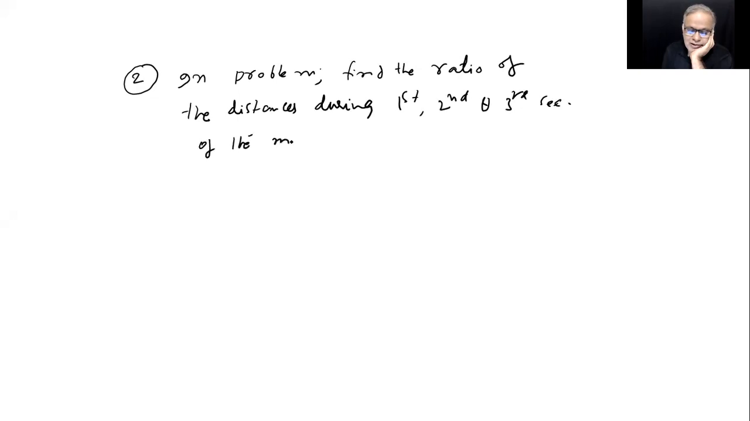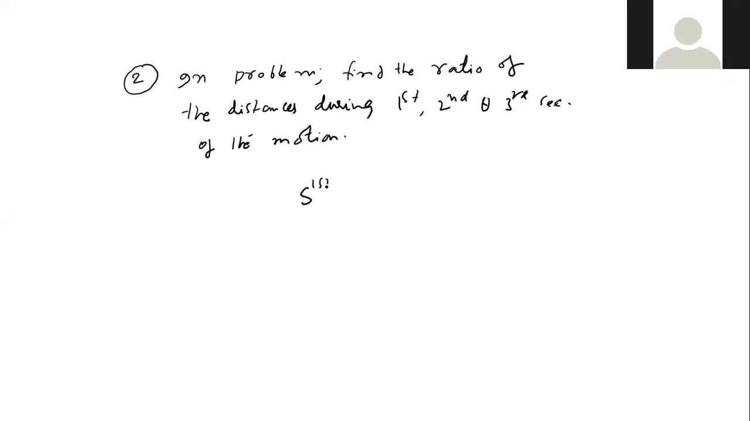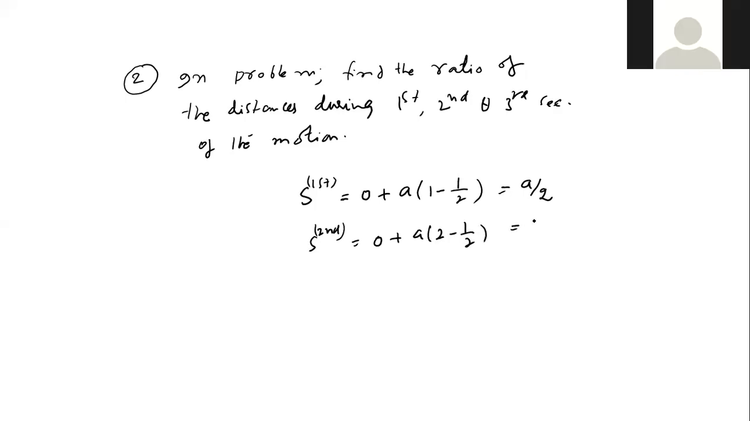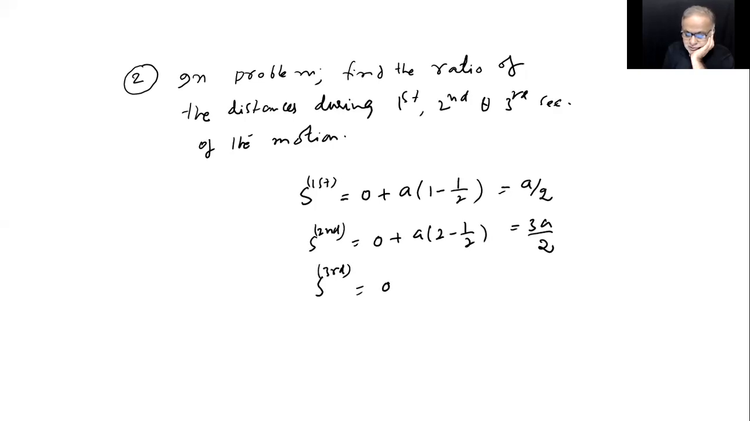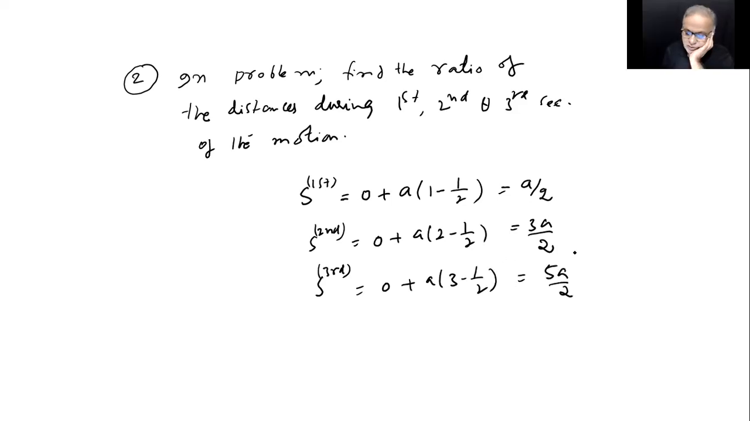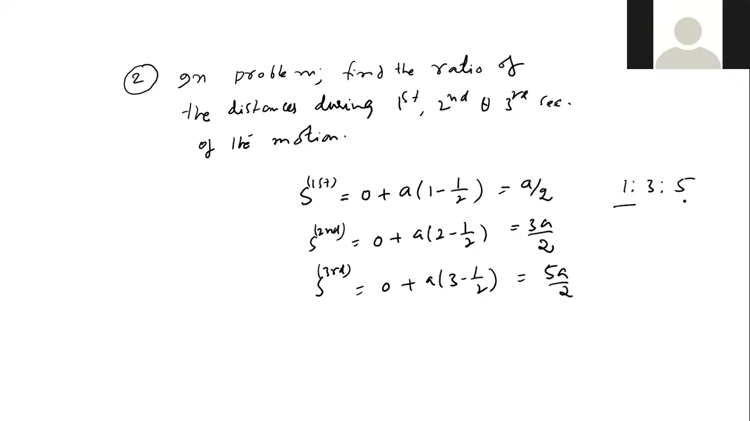Now, Amar, that formula, right? Amar, you want to tell me how should I write? Yes, in first: u plus, in this previous problem, u was zero. Zero plus a into... a by 2. That is a by 2. Yes, in second: two minus one by two. How much is this? Three a by two. Yes, during third: three minus one by two. Five a by two. So the ratio will be what? 1:3:5.